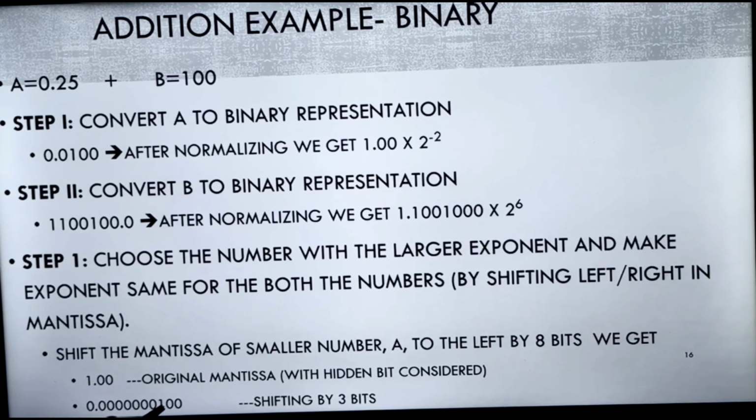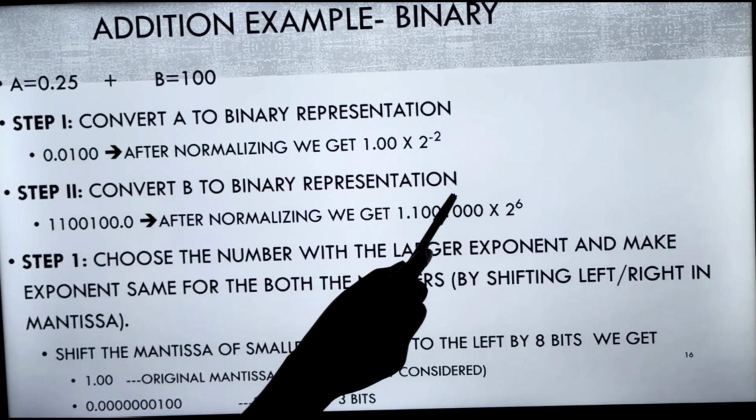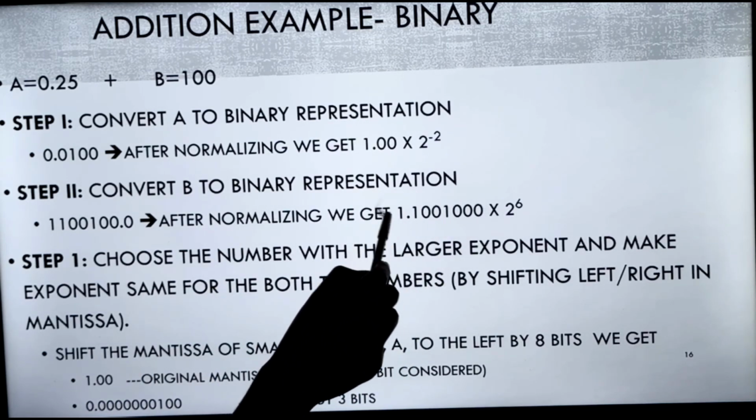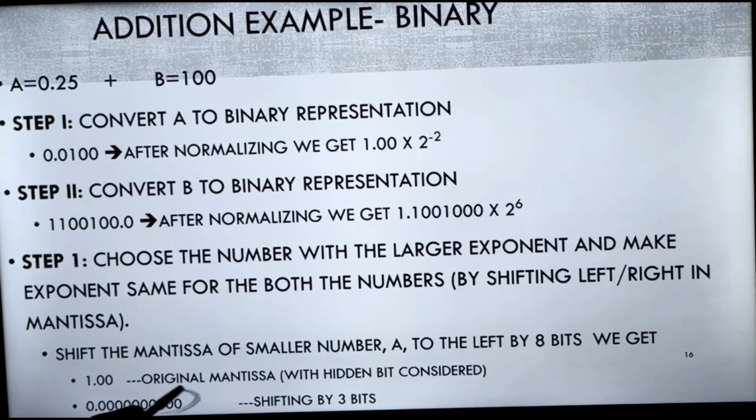0.7 times zeros, 100. You understood that? Why is it like that? So once I have both the numbers, the first number is 1.100100, and the second number is this one. Now I am ready to add the numbers. So do it. The next part is very easy now.